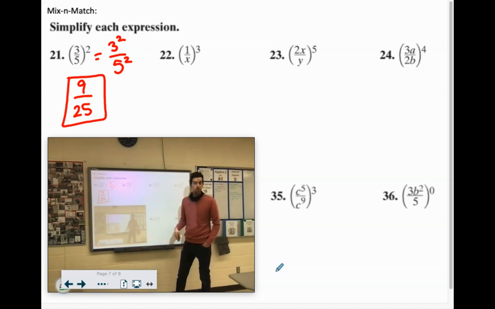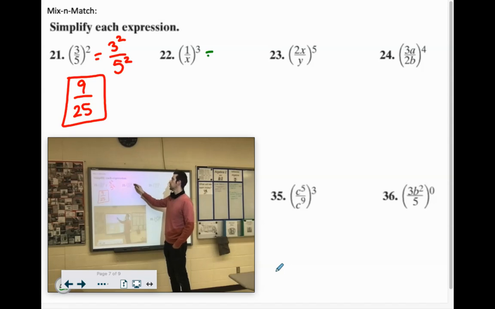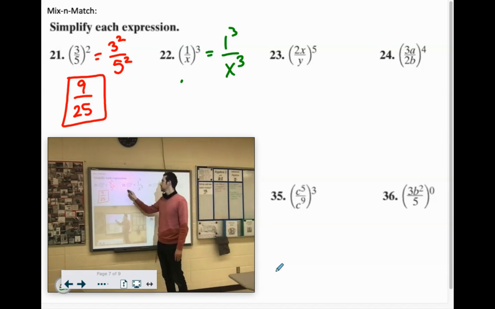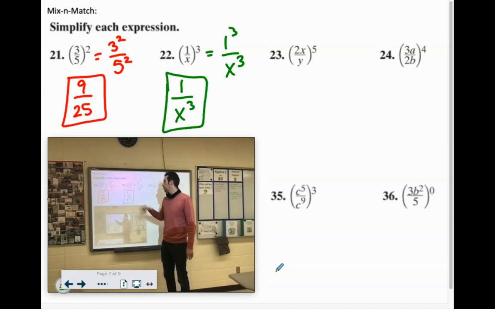1 over x to the third power. Remember, we have to give that exponent to both of those. 1 to the third over x to the third. Now 1 to the third, 1 times 1 times 1 is just 1. So our final answer will be 1 over x to the third. Not bad, all right.